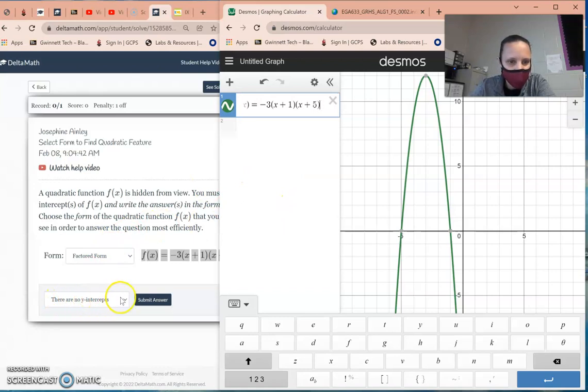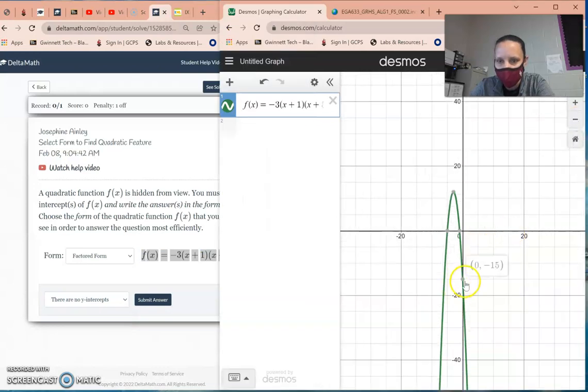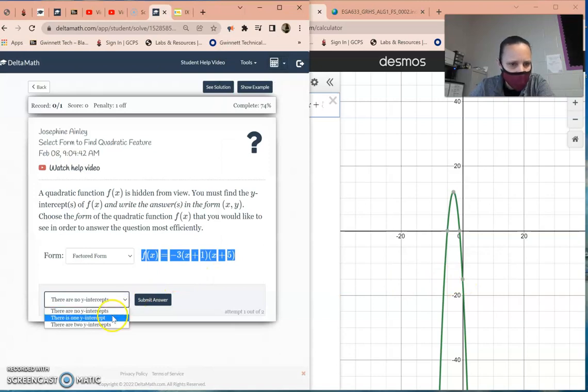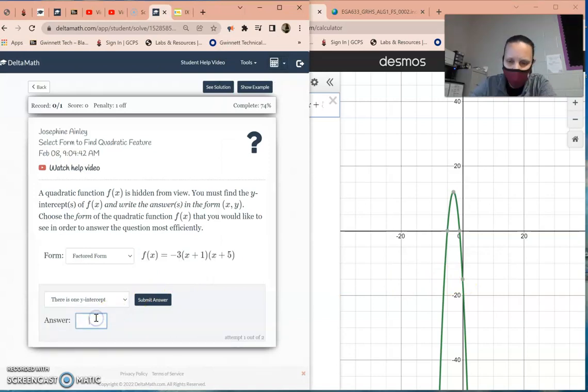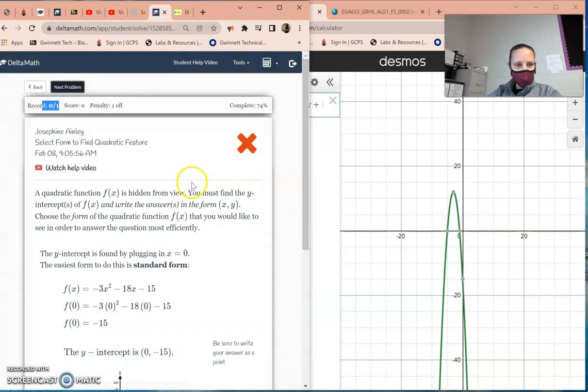So in my question, it's asking for the y-intercepts, right? So I'm going to zoom out so I can see. It has a y-intercept of -15. So there is one y-intercept, and it is -15. Okay, I'm going to get this one wrong so I can see what other questions it asks you, because obviously it keeps changing the question. So since I only have one to get, I'm going to get this wrong so I can see another one. So that's how you do a y-intercept.